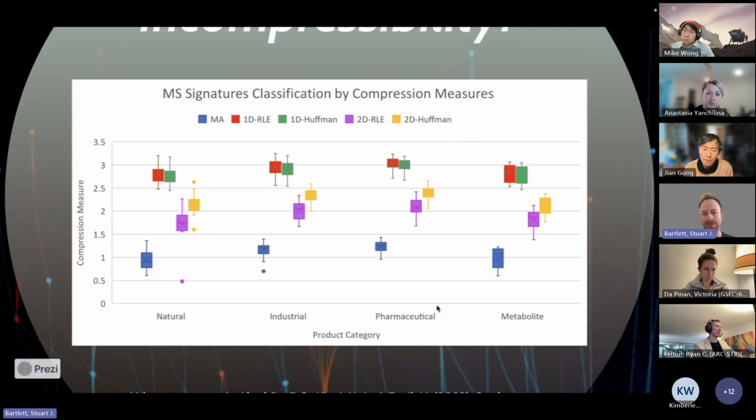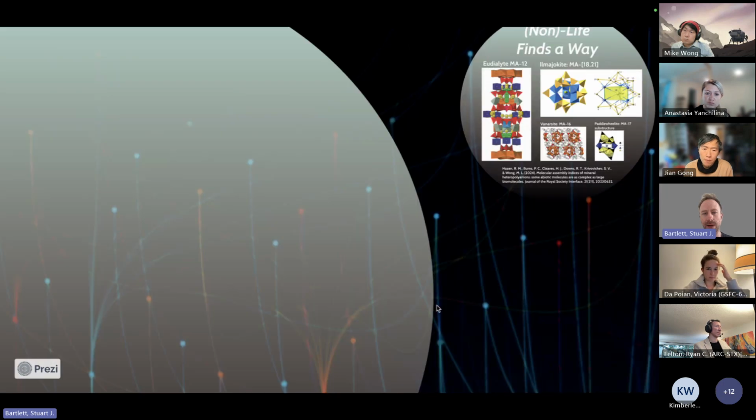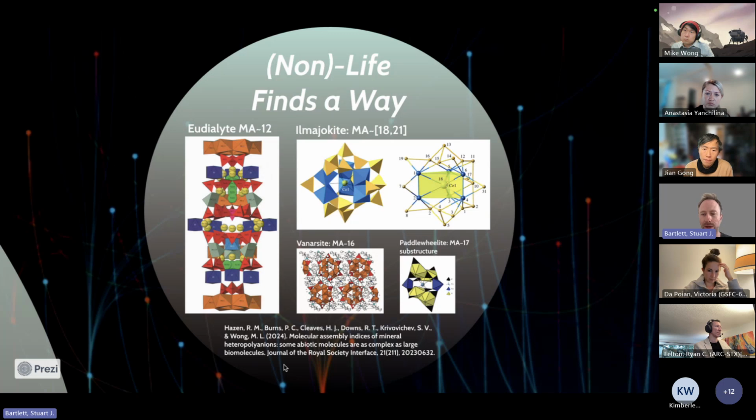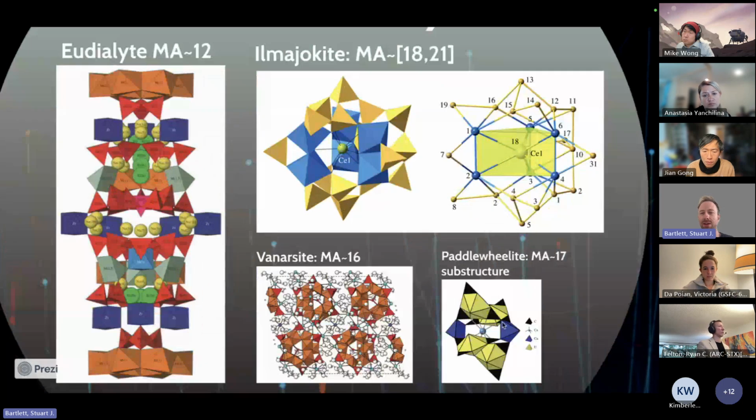And I also wanted to briefly touch on some very interesting work that's been done by Mike and Bob Hazen and Jim Cleaves and others recently, looking at the assembly index of some very interesting and exotic minerals. I've just shown a smattering of some of the really cool examples here, especially this one called paddle wheelite, which has a molecular assembly of 17. These ones, Ilmajikite, can have 1821. The key point here is that these are above that threshold of 15.